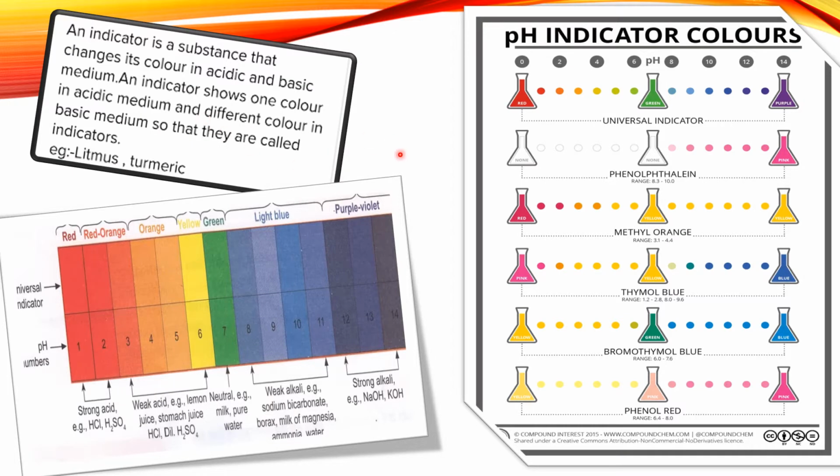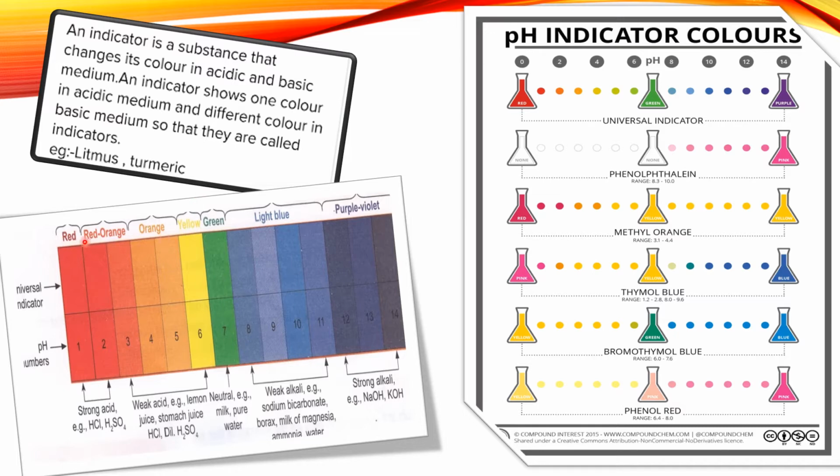Now I am going to show you one experiment. Before this, what is an indicator? You have to know properly. An indicator is a substance that changes its color in acidic and basic medium. An indicator shows one color in acidic medium and a different color in basic medium, so they are called indicators. For example, litmus, turmeric, etc.